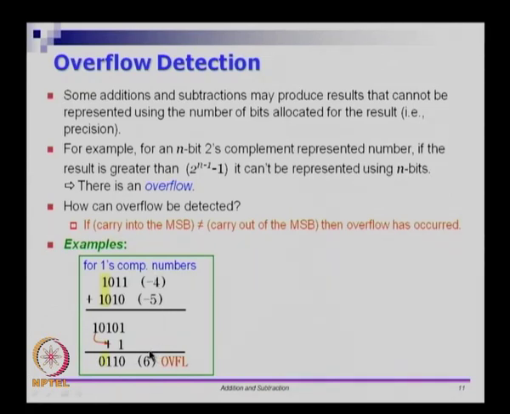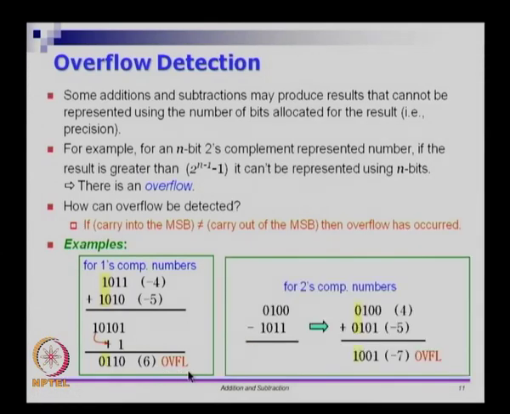The only thing that indicates that this is not correct is the carry from this stage. The carry from adding 0 to 0 will give you 0 with a carry of 0. So, the incoming carry into the most significant bit stage is 0, and the outgoing carry is 1 plus 1, which is a 0, with a carry out of 1. So, the outgoing carry is not the same as the incoming carry, which means there is an overflow. Let us look at it for 2's complement numbers.